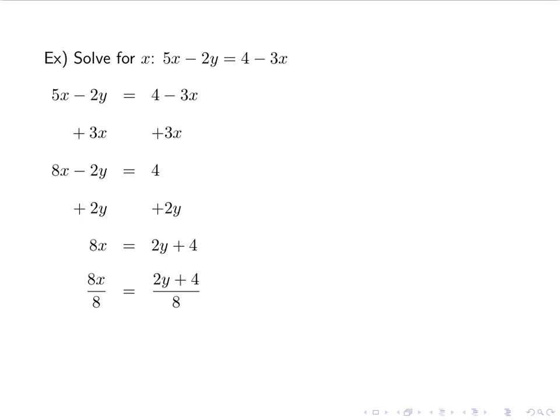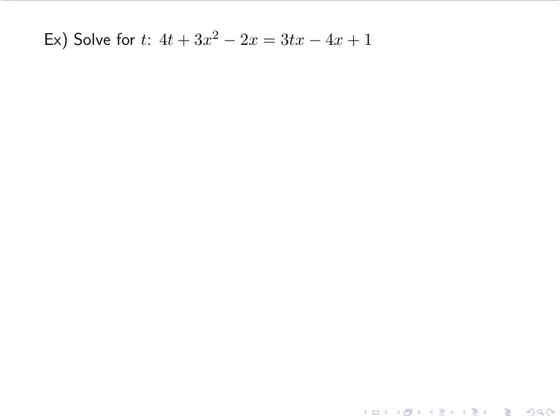Again, we want to make sure that we simplify this. We have a 2 and a 4 on top. We have an 8 on the bottom. So we have a common factor of 2. So we need to cancel that out. And we end up with x equals (y plus 2) over 4. And again, you can always check it by plugging that back in for both of your x's. And at the end, we should have the same thing on each side.